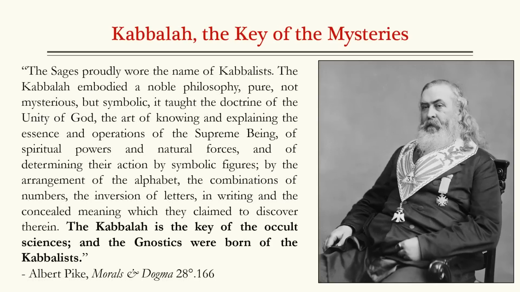He also says, the sages proudly wore the name of Kabbalists. The Kabbalah embodied a noble philosophy, pure, not mysterious, but symbolic. It taught the doctrine of the unity of God, the art of knowing and explaining the essence and operations of the Supreme Being, of spiritual powers and natural forces, and of determining their action by symbolic figures, by the arrangement of the alphabet, the combinations of numbers, the inversion of letters in writing, and the concealed meaning which they claim to discover therein. And lastly, the Qabalah is the key of the occult sciences, and according to him at least, the Gnostics were born out of the Kabbalists.